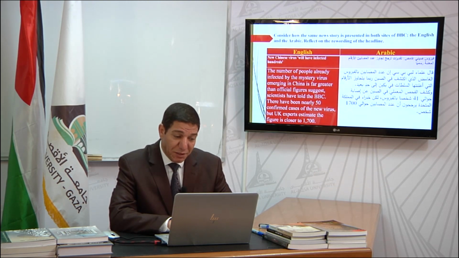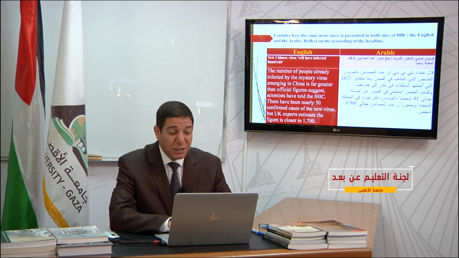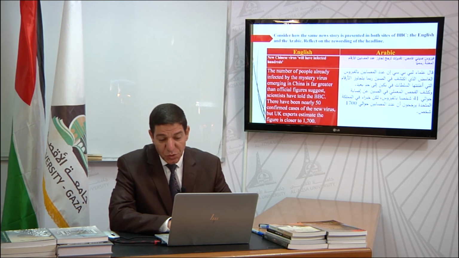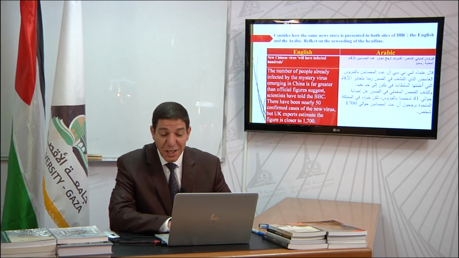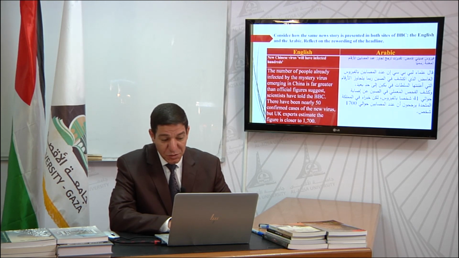Also, if you look at the paragraph, the number of people already infected by the mystery virus emerging in China is far greater than official figures suggest, scientists have told the BBC. Of course, in Arabic, you start with what the sentence ended in English. قال علماء لBBC إن عدد المصابين بالفيروس الغامض الذي اكتشف في الصين ربما يتجاوز الأرقام التي أعلنتها السلطات في بكين إلى حد بعيد. Okay? You don't have سلطات in the English text. You have official figures. Official means رسمي.